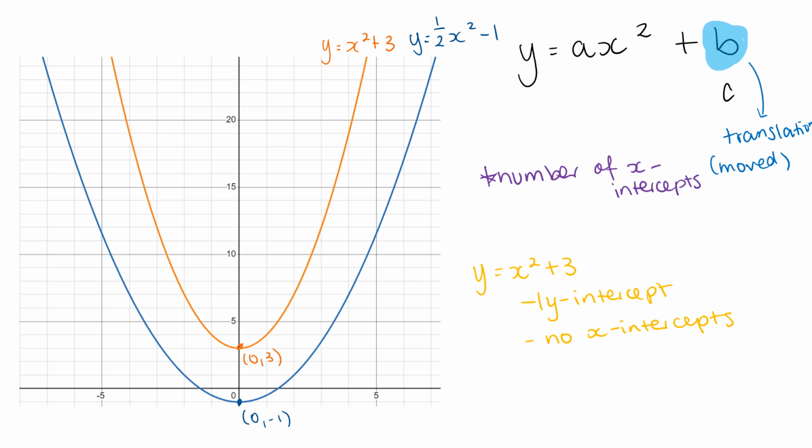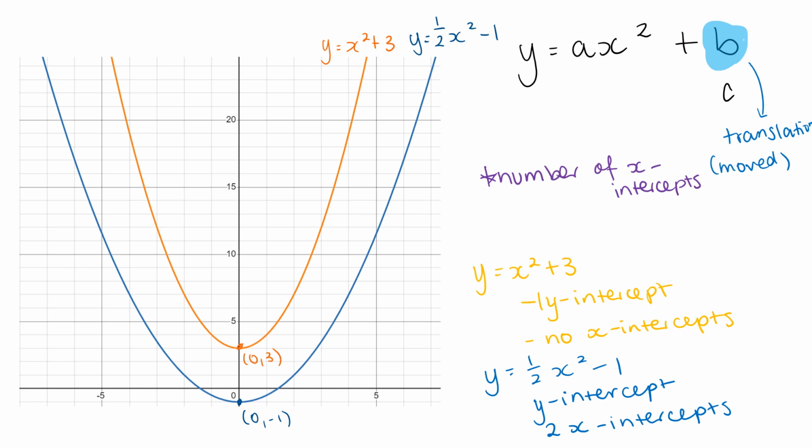But if I look at that blue graph, so y equals half x squared minus 1, I do still have my y-intercept, which parabolas always do, but I've actually got two x-intercepts. So what we're seeing here is we can actually have different numbers of x-intercepts being 0, 1, or 2.